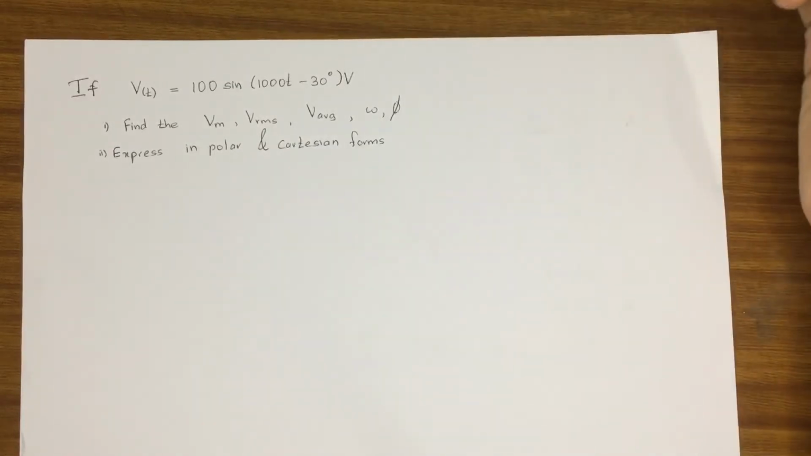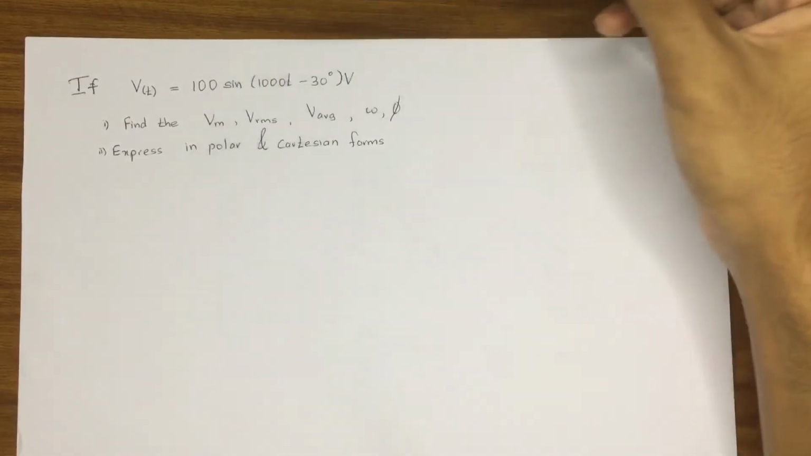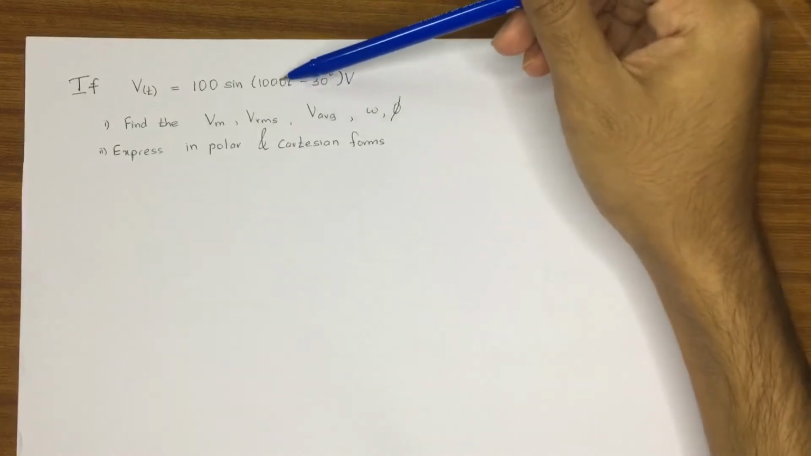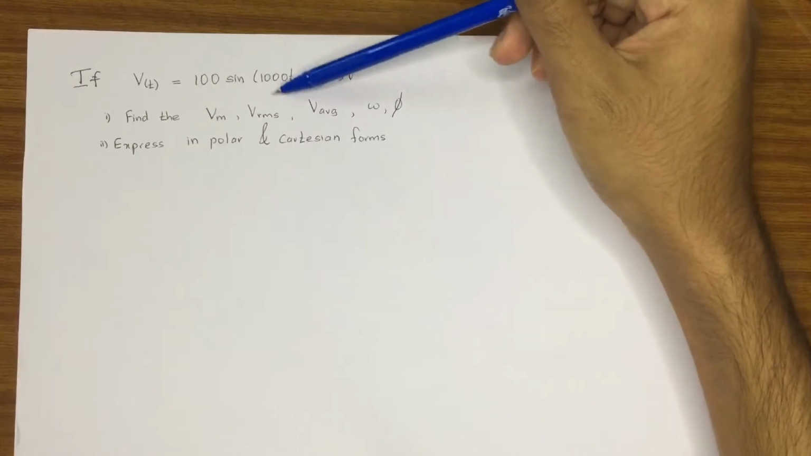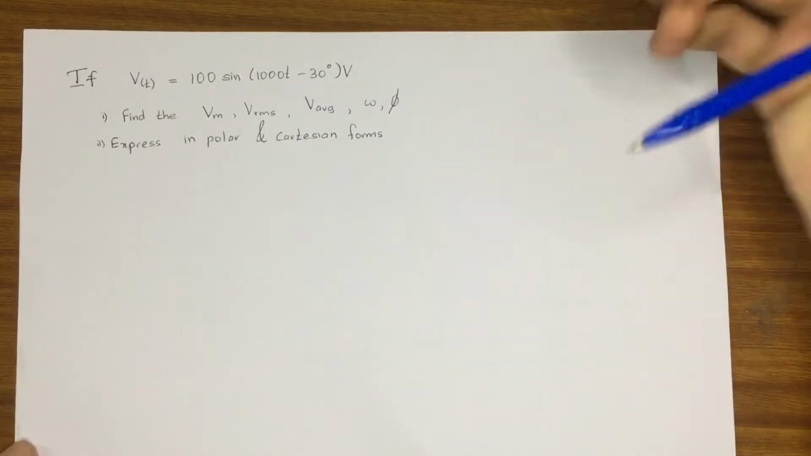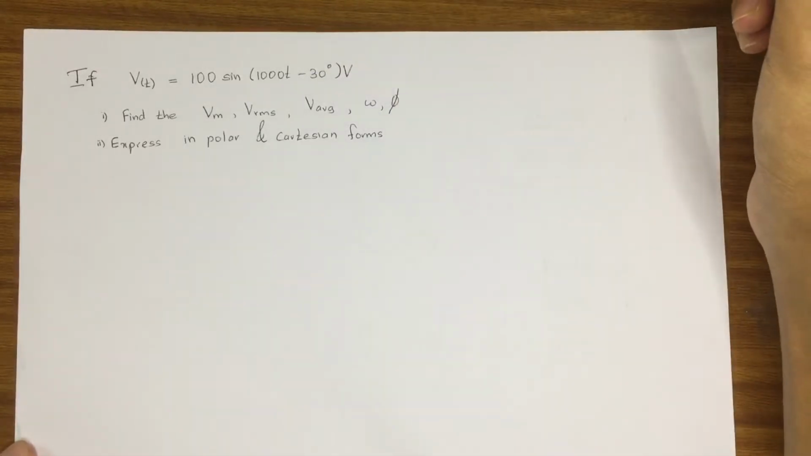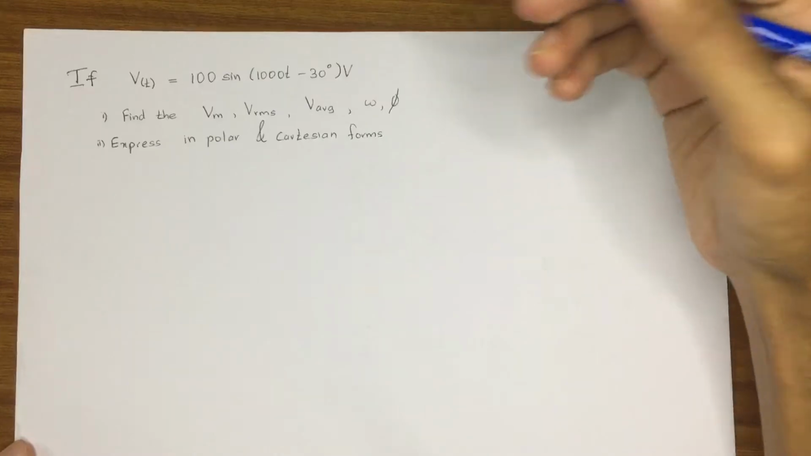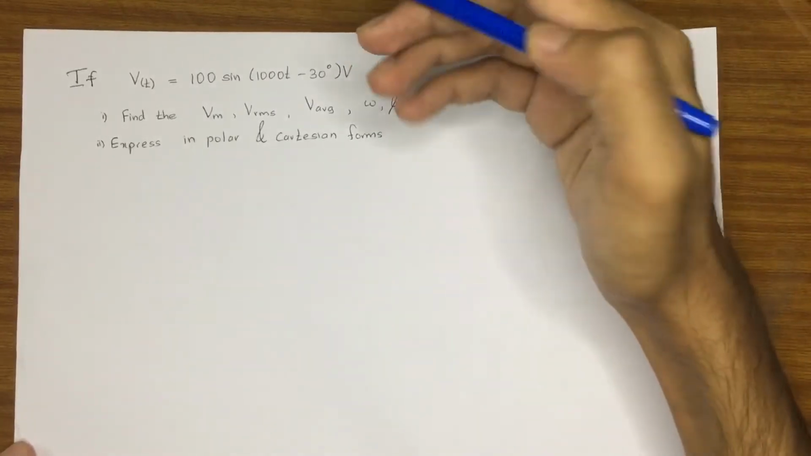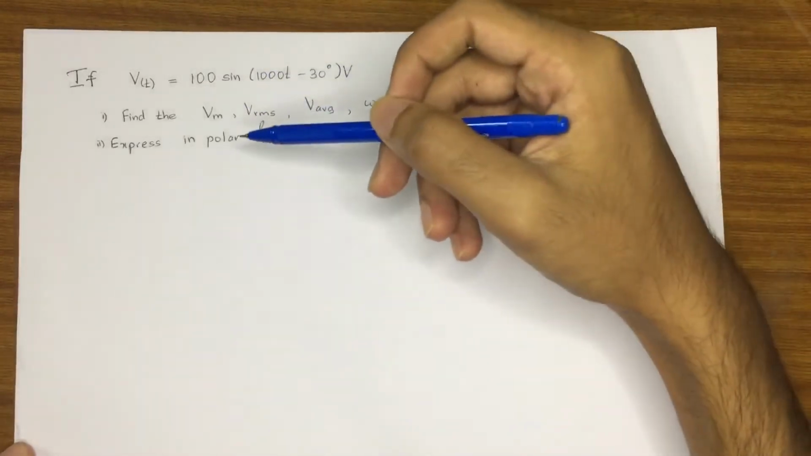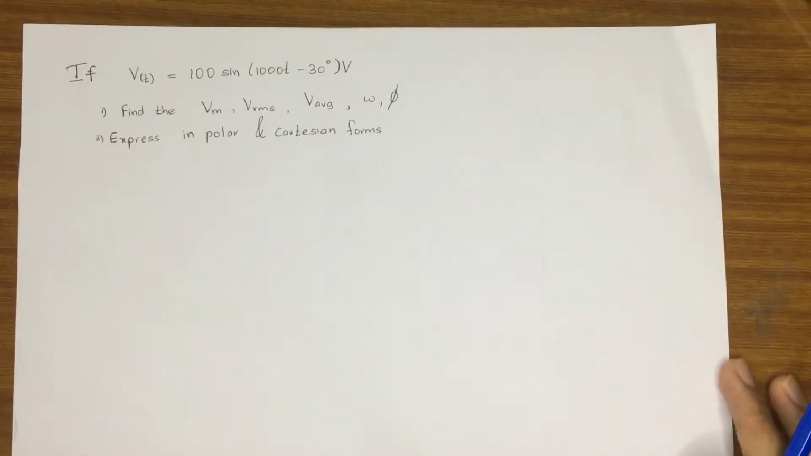In this general form, we already know that the 100 is the maximum value of the sinusoidal voltage waveform, and after the sine we get omega t plus phi. The omega is 1000 radian per second, and the initial phase angle is minus 30. But we can represent this value in two different ways: one is polar form and the next is Cartesian form. We are going to discuss how to convert them.